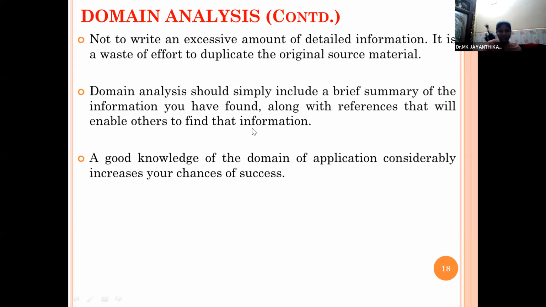Good knowledge of the domain of application considerably increases your chances of success. So based on the domain analysis document only, we are going to create our software specification. So you need to take all the major parameters and keywords and the functional activities, and that should be explained in detail in your domain analysis document.